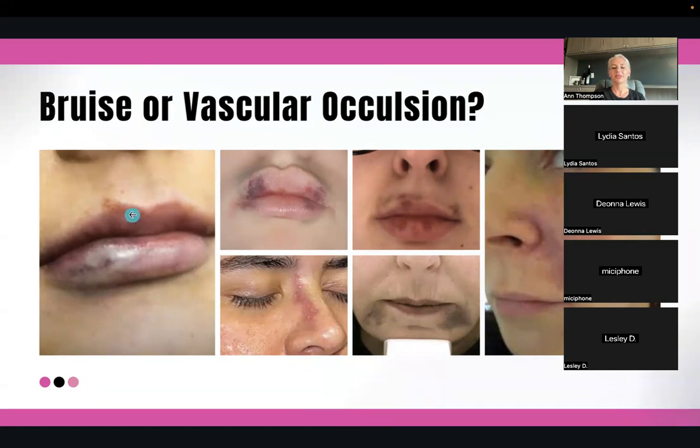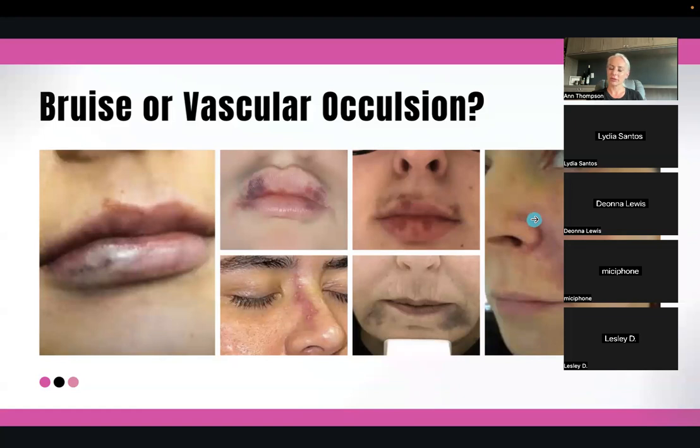Vascular occlusion? Yep. What about this one, this very first one? Bruise? Yep. It didn't have any of those stages. What about the one right next to it? Bruise, right? You only see bruising. You don't see any of the other things.